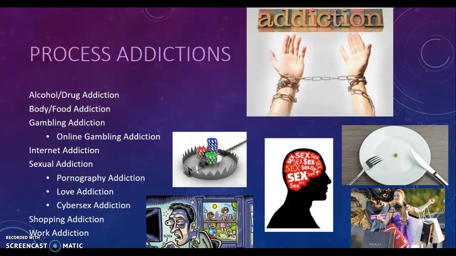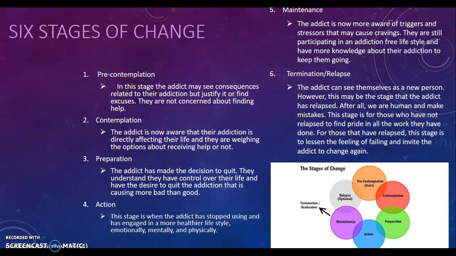These are just some process addictions that we've gone over in class that solution-focused therapy would apply to. In every single addiction, you can always use this therapy. There are also six stages of change for addictions. The first stage is pre-contemplation. In this stage, the addict may see consequences related to their addictions, but they always find an excuse or can justify that action. They do not see their addiction as a problem.